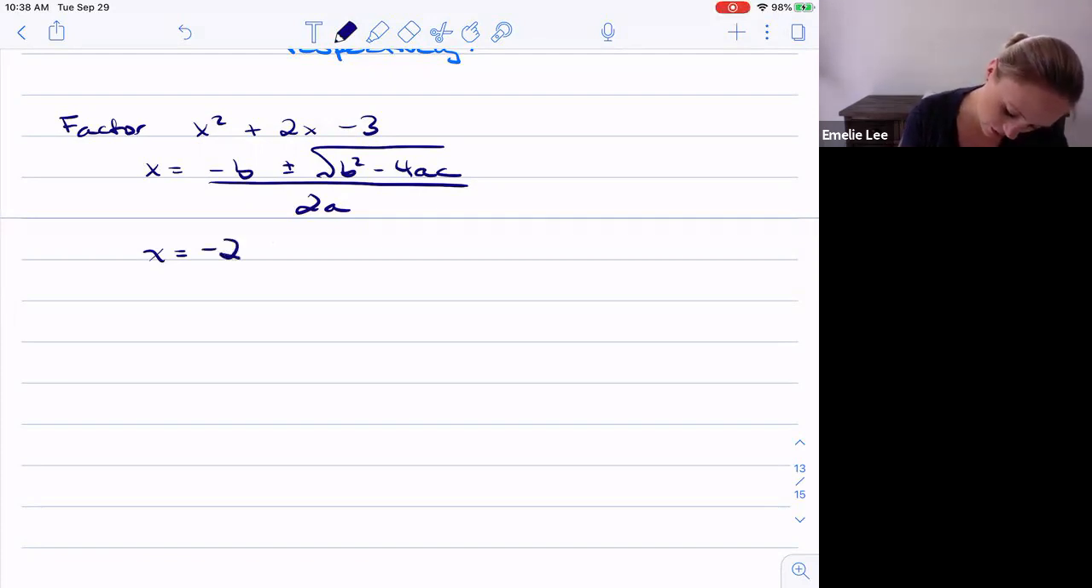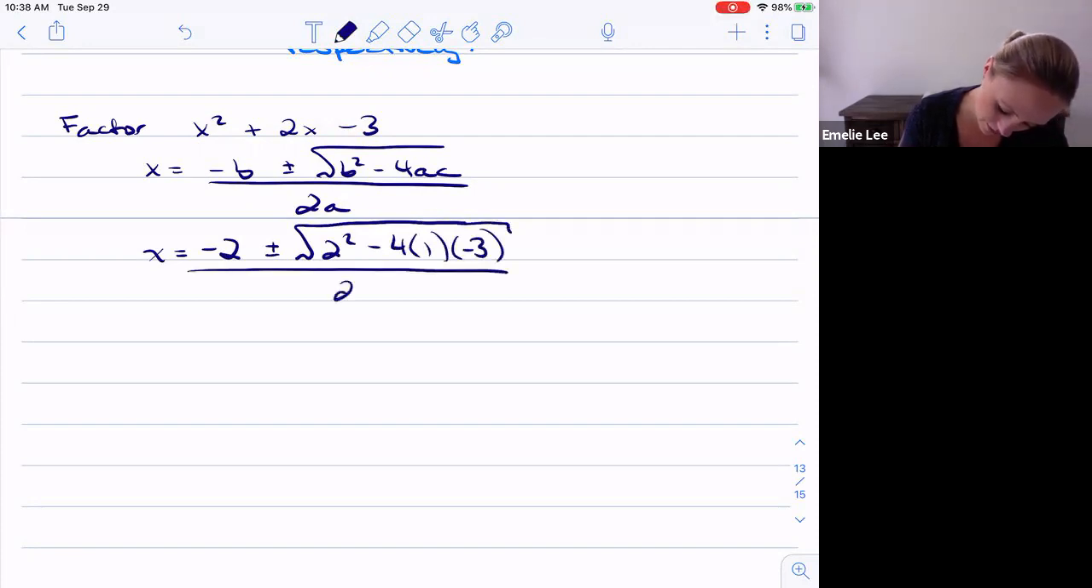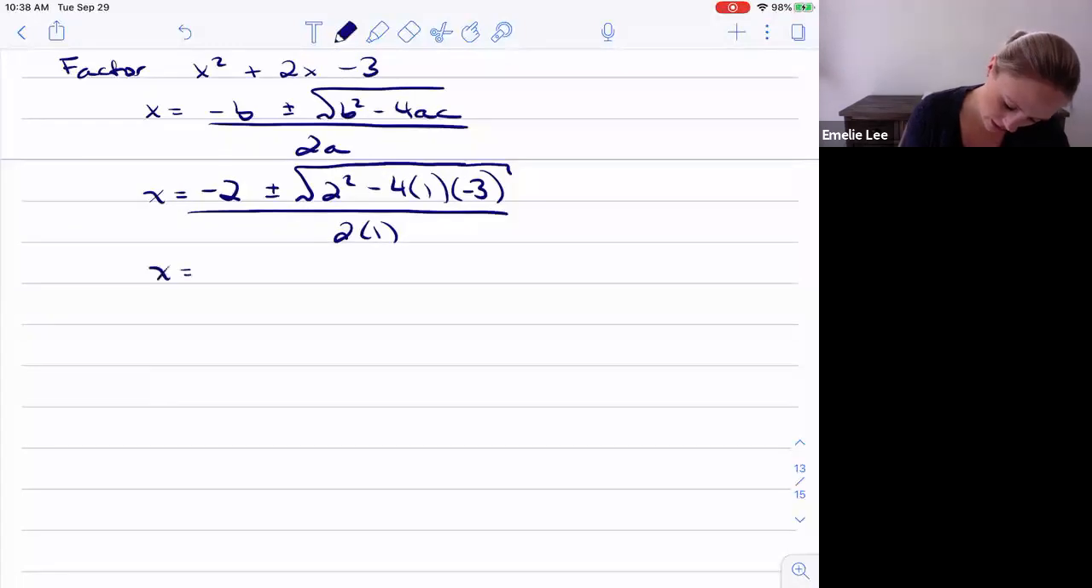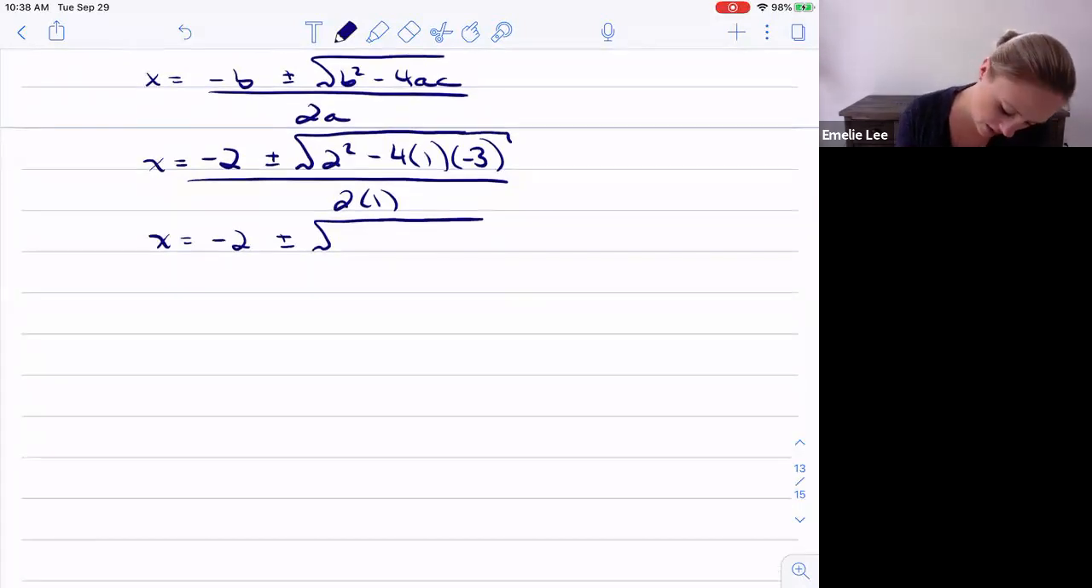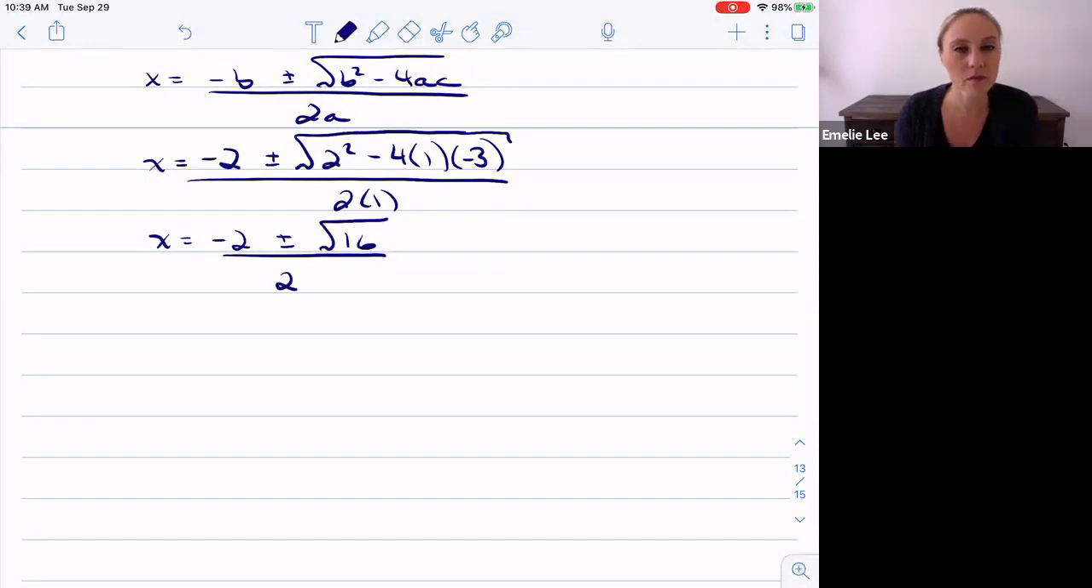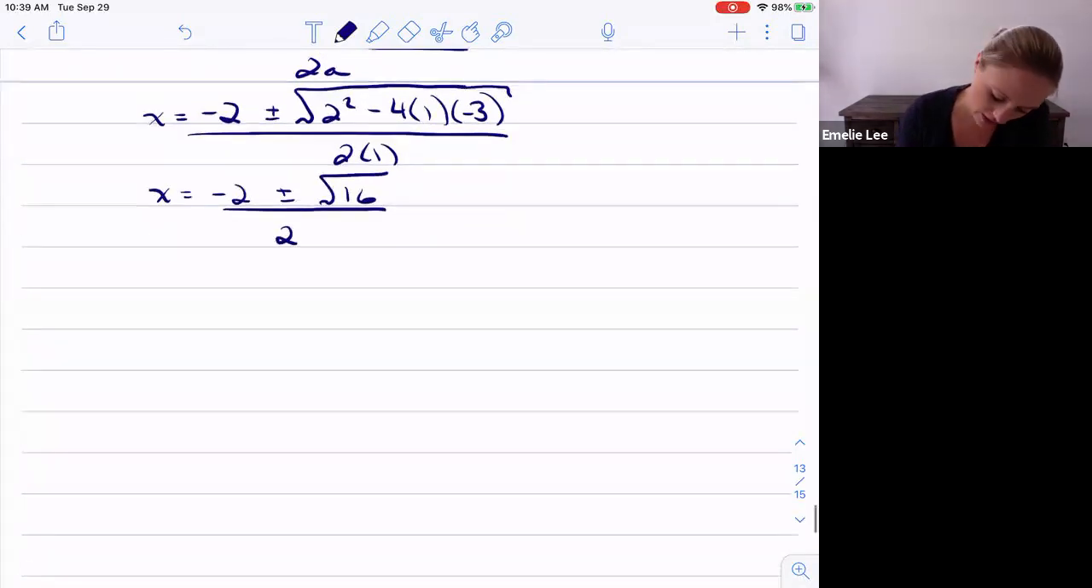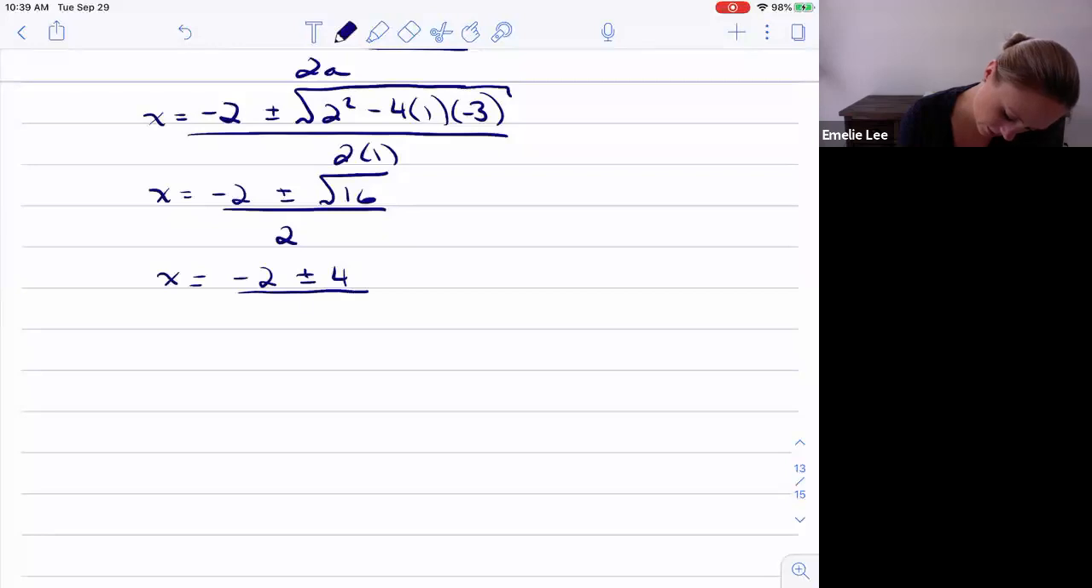So we've got negative 2 plus minus the square root of 2 squared minus 4 times 1 times negative 3, all divided by 2 times 1. X is going to be negative 2 plus minus, and then 4 minus 4 times negative 3 puts me at 4 plus 12. Maybe I'll just rewrite that as the square root of 16 divided by 2. Square root of 16 is 4, and so we have x is negative 2 plus minus 4 divided by 2.